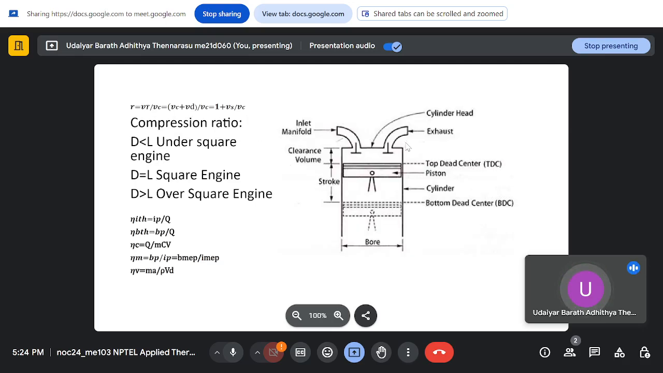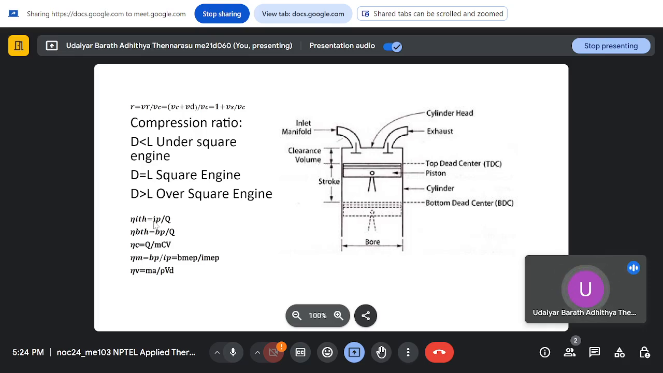Then we saw compression ratio, and then this defined what is a square engine. When the bore and stroke length are the same, it's called a square engine. If the diameter is greater, it's called over square, and if it's less, it's called under square.